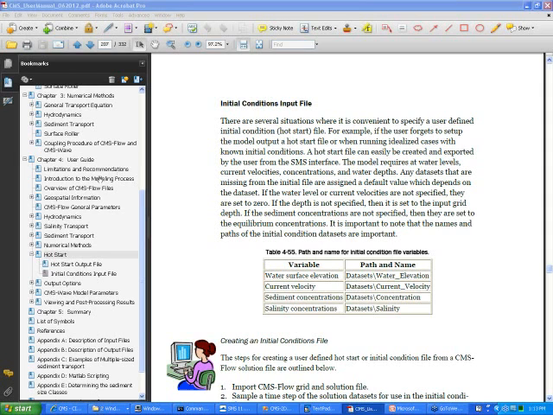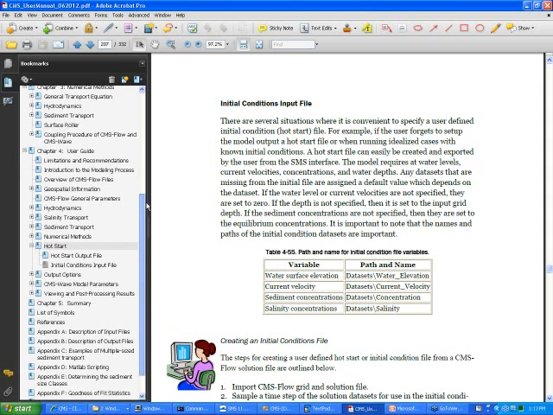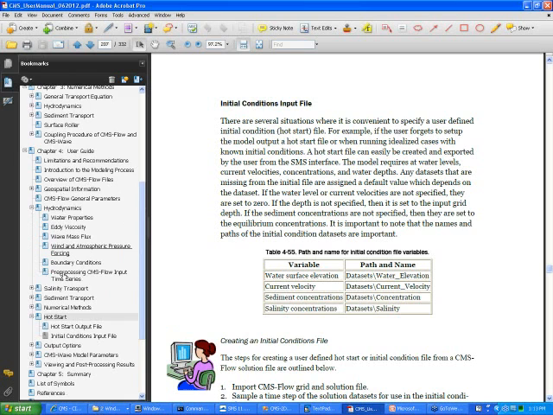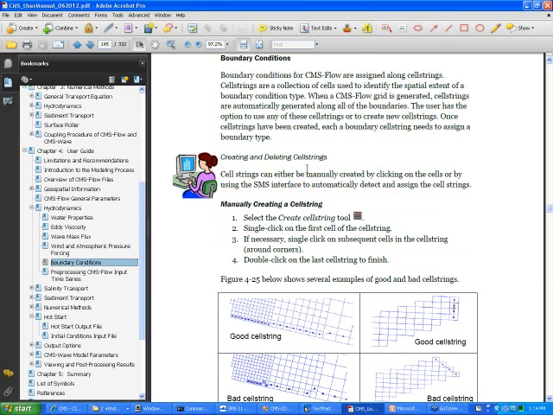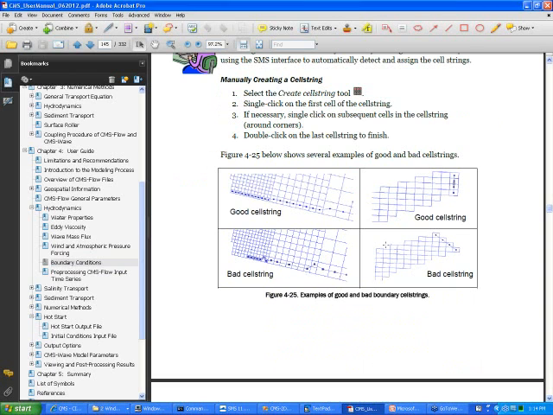If we go to Chapter 4, hydrodynamics, and then boundary conditions. This is actually this section here called creating and deleting cell strings. I added it in this new version of the user's manual. And this is what I was talking about yesterday, examples of good cell strings and bad cell strings.